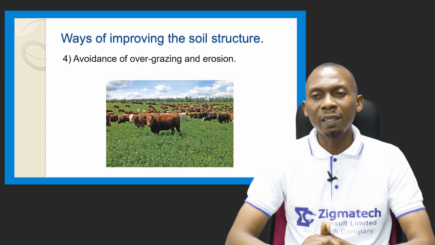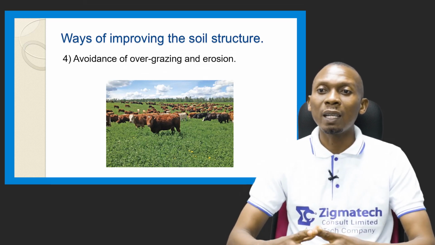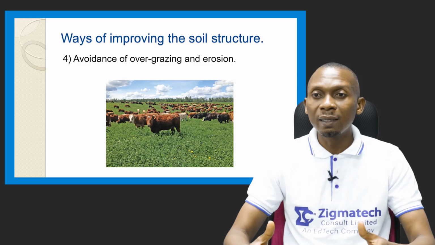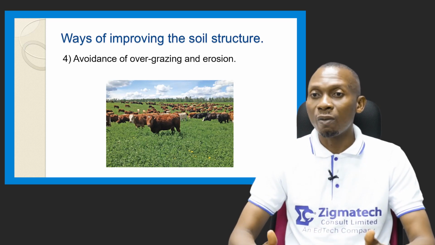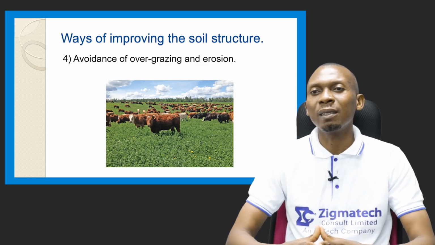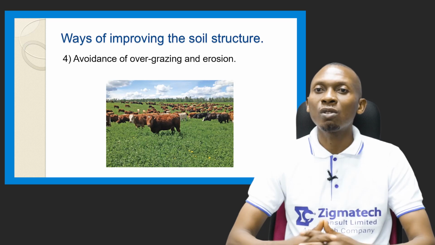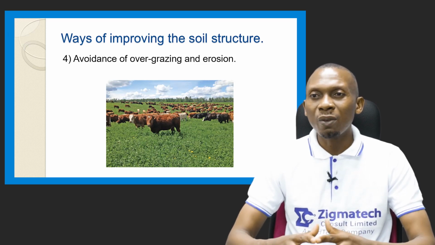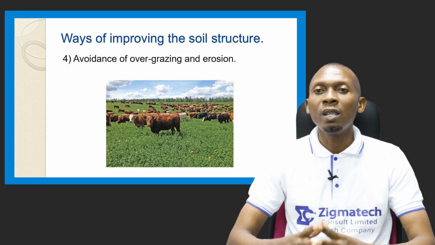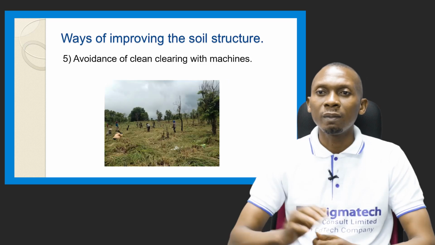Avoidance of overgrazing. When the amount of animals grazed on a farmland or ranch is more than the carrying capacity of the land, that's overstocking. This could lead to soil compaction, which destroys the soil structure and will encourage erosion as well. So, in order to improve soil structure, you need to avoid overgrazing.